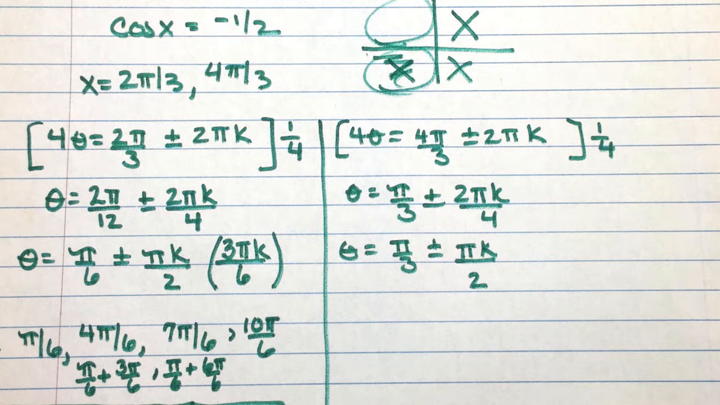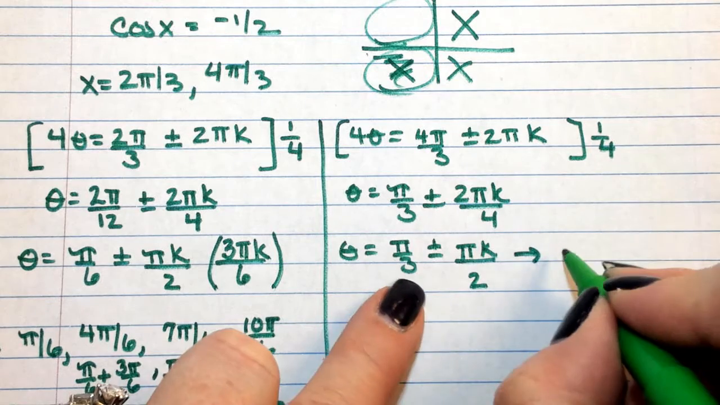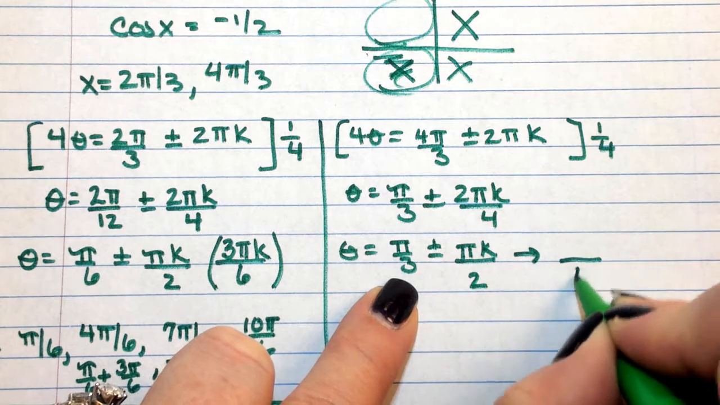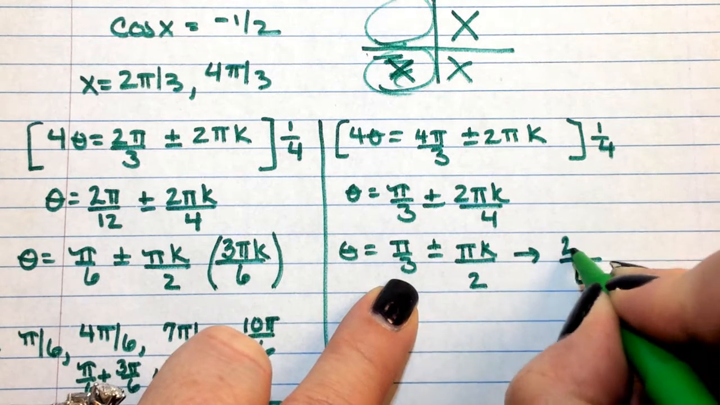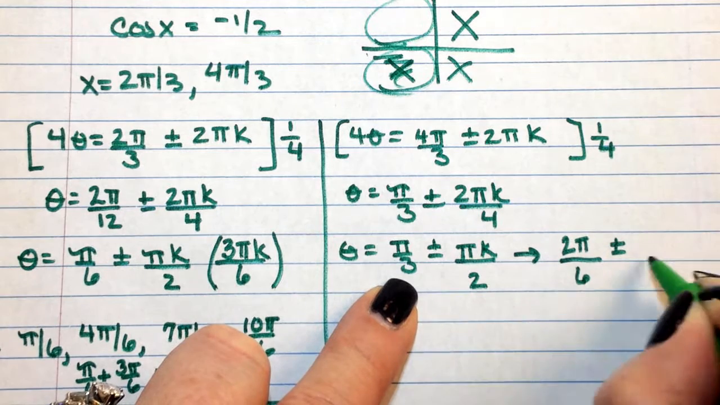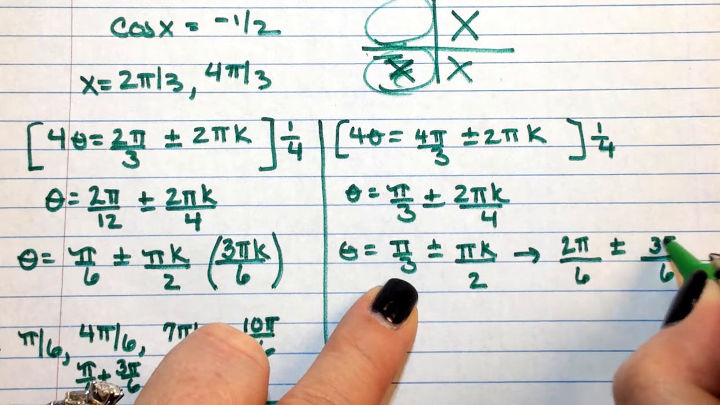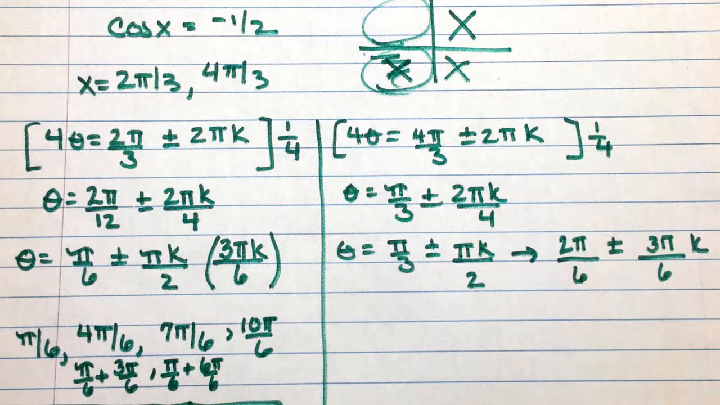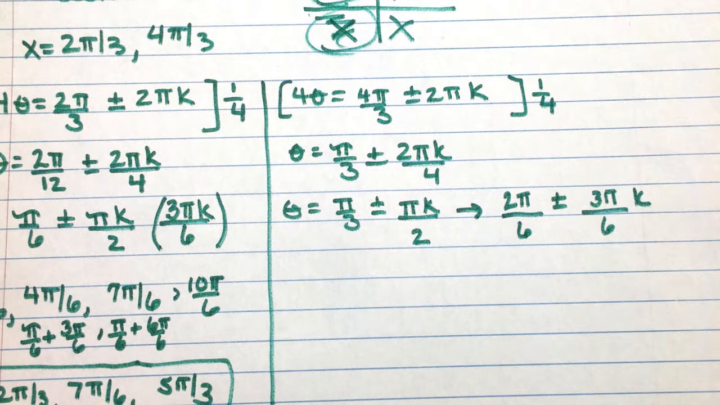So any questions on how I solve this for theta? Now, what's the common denominator going to be between 3 and 2? 6. So this is going to be 2 pi over 6 plus or minus 3 pi over 6 k. So go ahead and see if you can generate the other 4. Again, I have a feeling it's going to be all the other pi over 3s and pi over 6s. But again, just practice plugging in those k values. Make sure you're good with that.